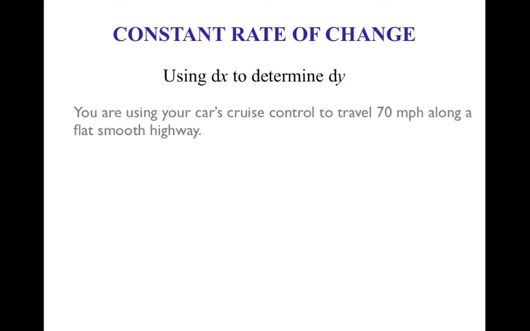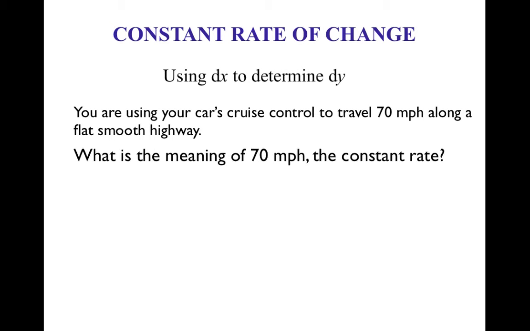So we're going to use dx to determine dy. Okay, so you're using your car's cruise control and you're traveling at 70 miles per hour on a flat, smooth highway. What is the meaning of 70 miles per hour, the constant rate? So this number, 70, what does that number 70 mean? Yeah, Aiden. The amount of miles traveled in 1 hour. Okay, so he said that every additional hour means you travel 70 additional miles. Is that right? Is that what that means? Yeah. Does it mean any more than that? No.